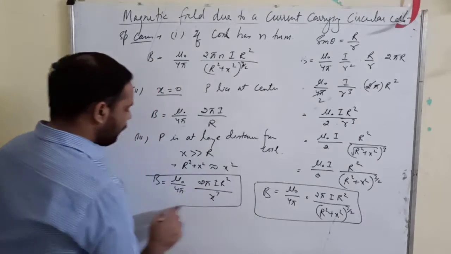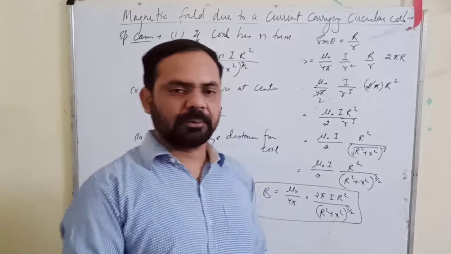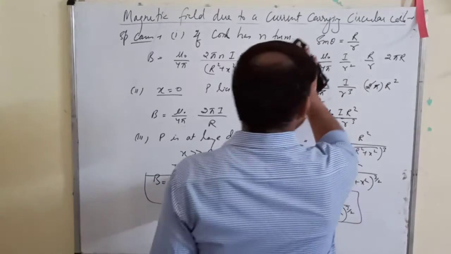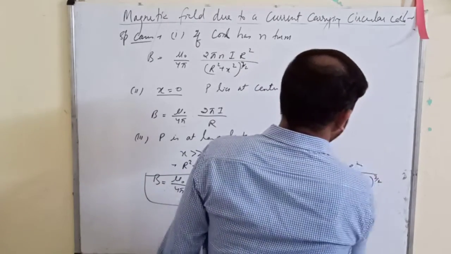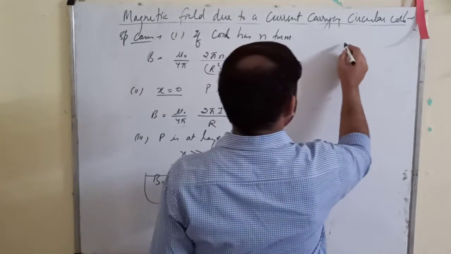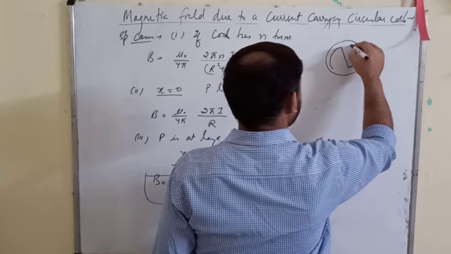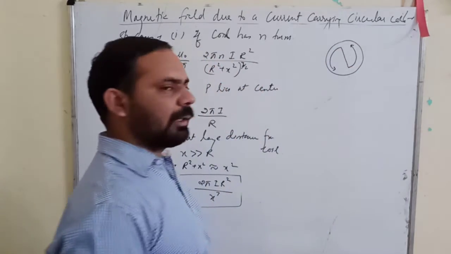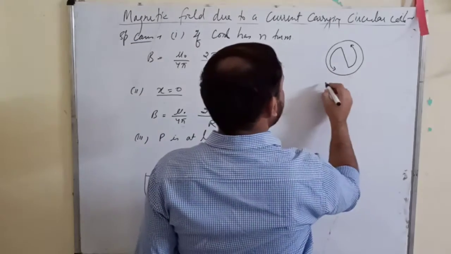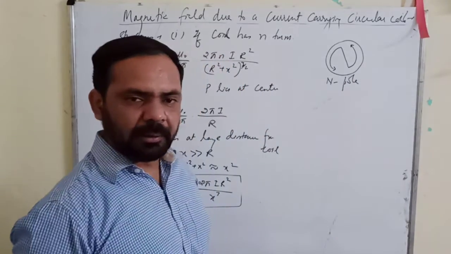This is the expression for magnetic field for distant points due to a current carrying circular coil. Now finally, one important thing you remember after this: if the circular coil has current in anti-clockwise direction, then it will behave like the north pole.